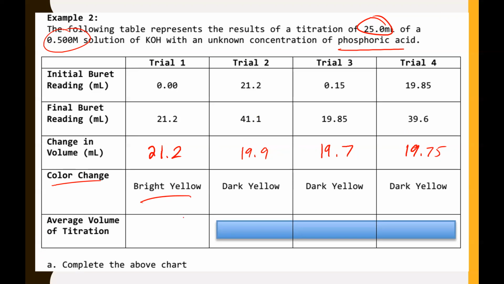What we need to do next is find the average volume of titration. It's kind of weird that they put this into the table, because you don't need it in every single column. That's why I blanked out this whole section here.